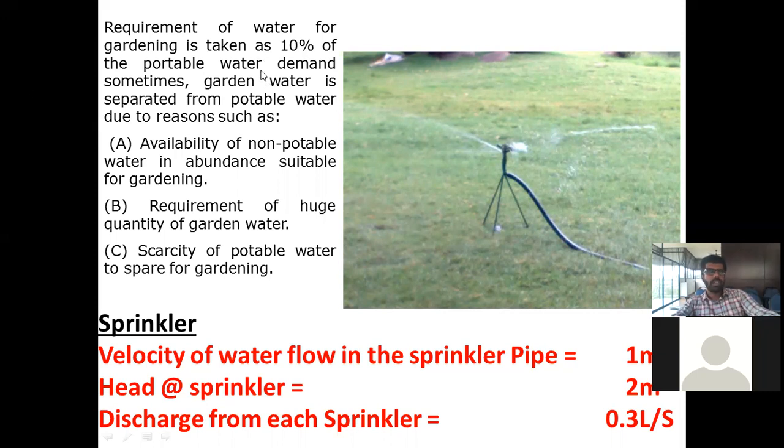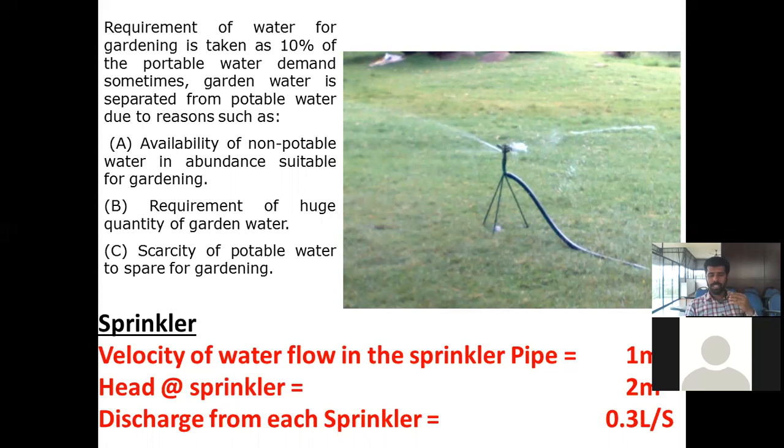The requirement of water for gardening is taken as 10% of the potable water demand. Potable water demand means the drinking water, the pure water that we use for other purposes. So for gardening, it is not necessary that you need fresh water or potable water.